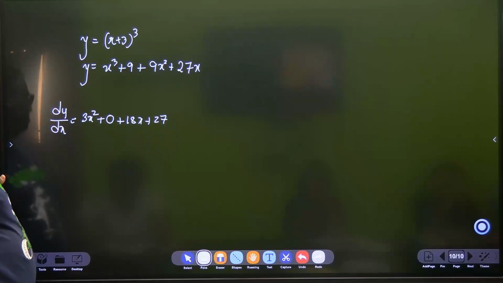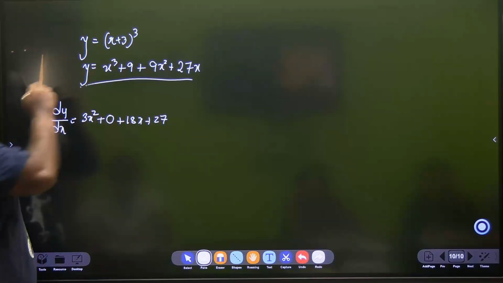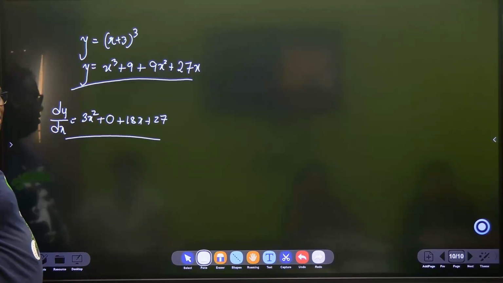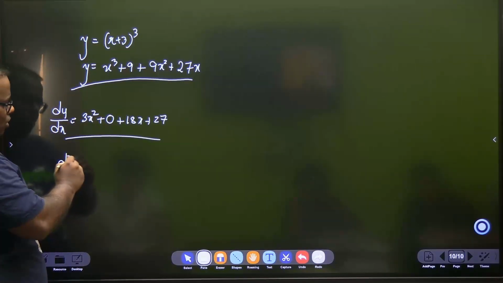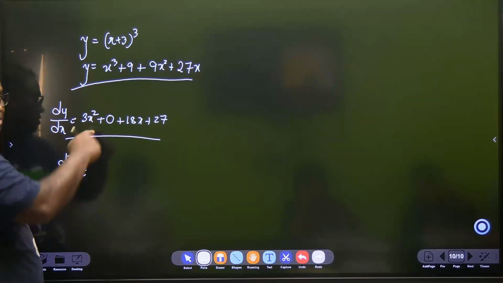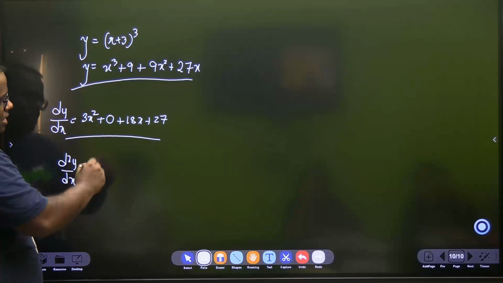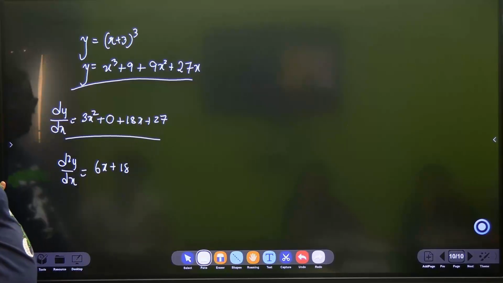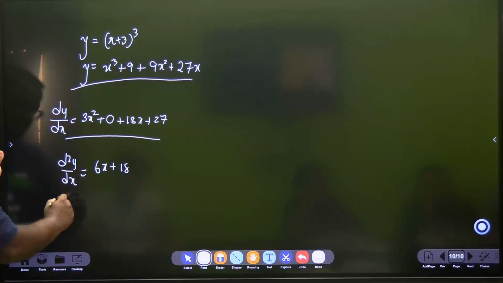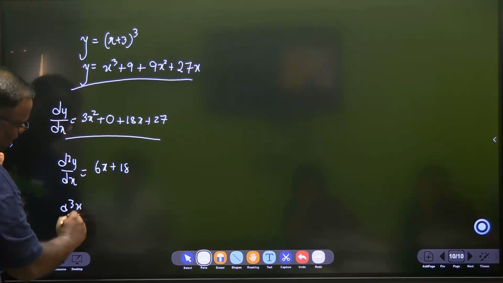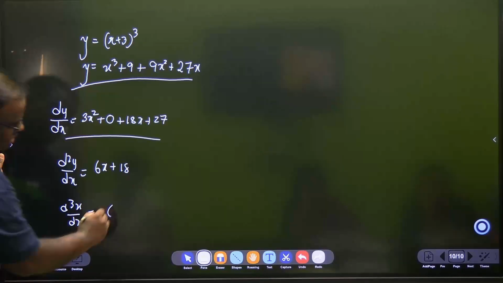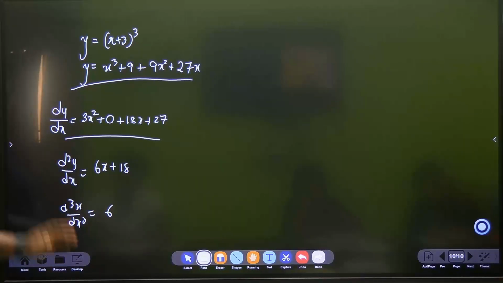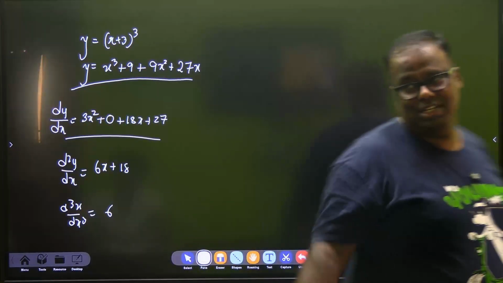Done. So easy. You started with a cubic. What did you get? Quadratic. Let's do more. Let's double differentiate it now. 6x plus 18, and the constant becomes 0. It still has a variable. Let's differentiate further: d of 6x by dx is 6. You can go on differentiating till you get a constant.